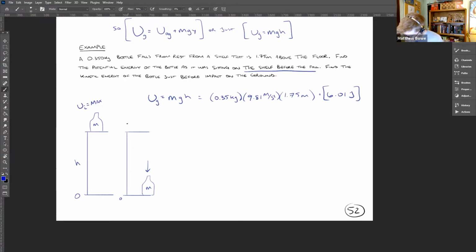When the bottle is falling, as it decreases its height, looking in this equation, the height value gets smaller and smaller and smaller. So the potential energy is going to shrink and shrink and shrink until the final potential energy is 0.